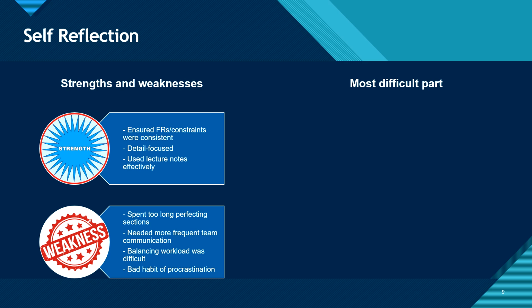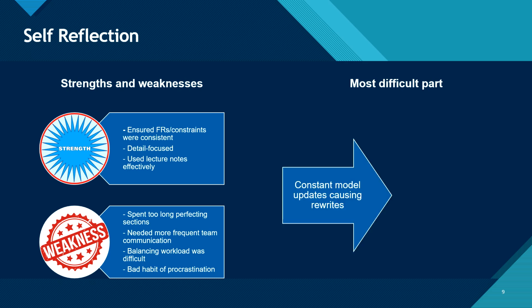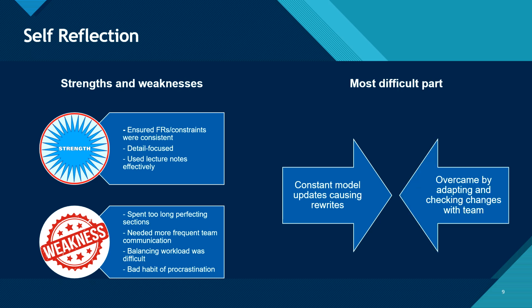Strengths and weaknesses. My strengths were ensuring the functional requirements and constraints were consistent, being detail-focused, and using lecture notes effectively. For my weaknesses, I spent too long perfecting sections, and I need more frequent team communication. Balancing workload was very difficult between work outside of college and work in college. I also have a bad habit of procrastination. The most difficult part was constant model updates causing rewrites, and I overcame this by adapting and checking the changes with the rest of the team.